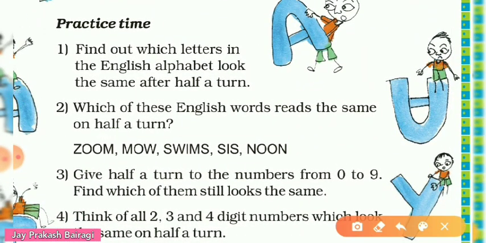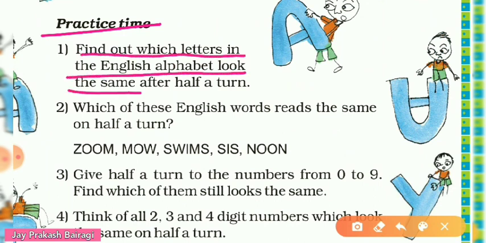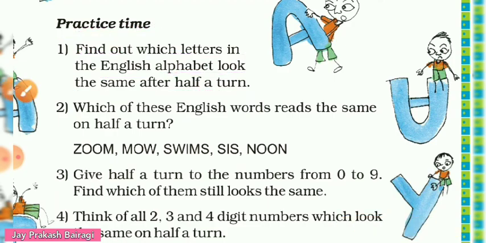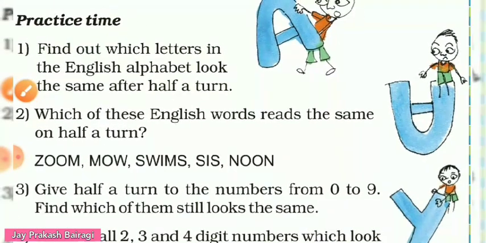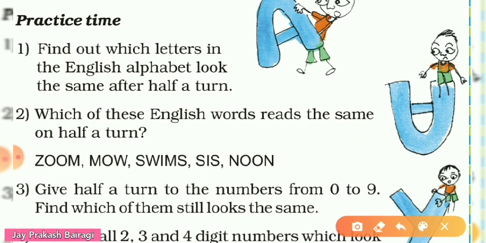Now next is practice time. So here are some questions for our practice. So come to the first question. Find out which letters in the English alphabet look the same after a half turn. So in the English alphabet we have 26 letters. So one by one we have to check all the letters. And we have to find which letters look the same after giving a half turn.